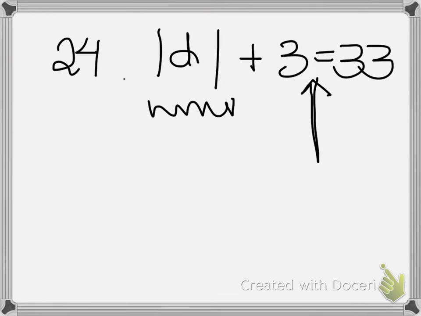And the reason it's not by itself is because of this plus 3. So I have to remove the plus 3 from around the absolute value part of this equation, which is this right here. There's the absolute value part, right? So in order to get it by itself, I have to subtract 3 from both sides.